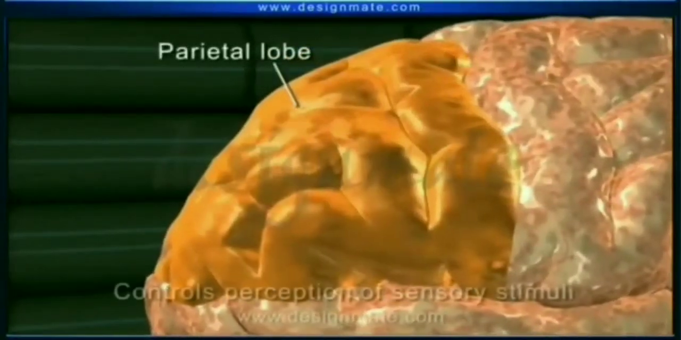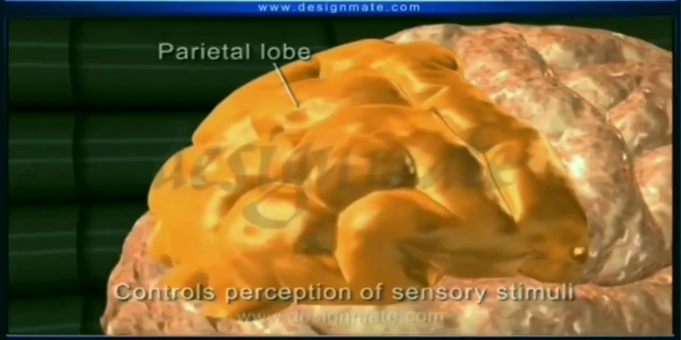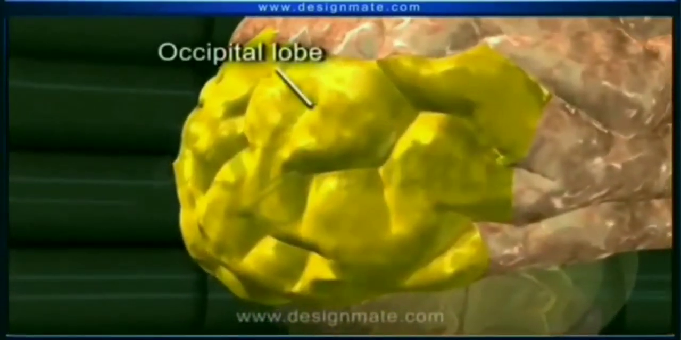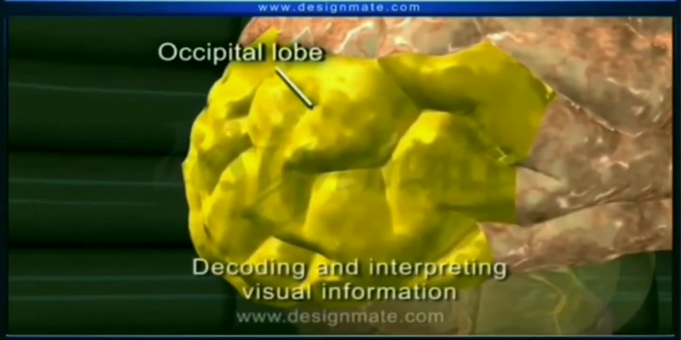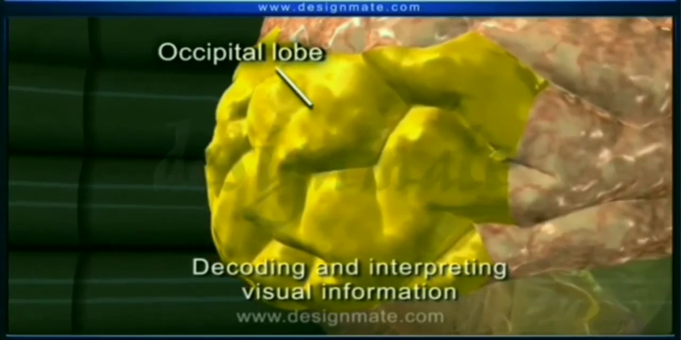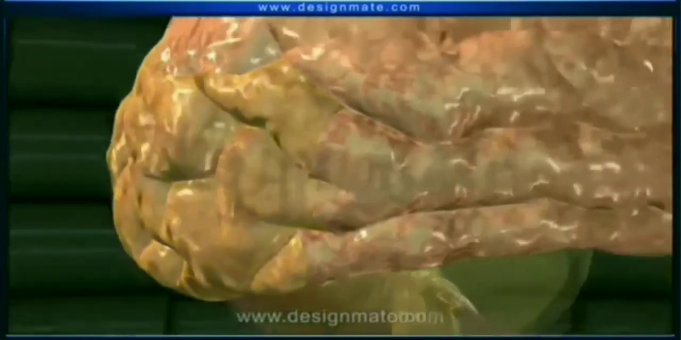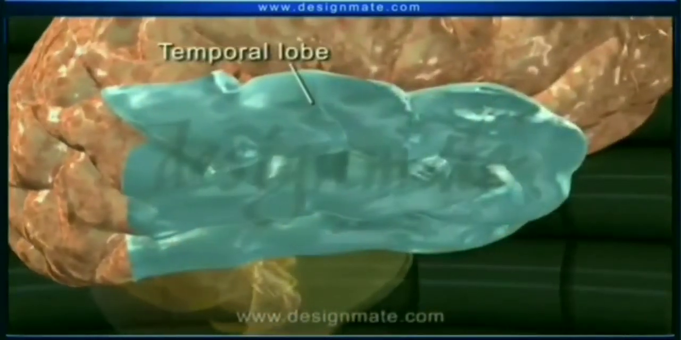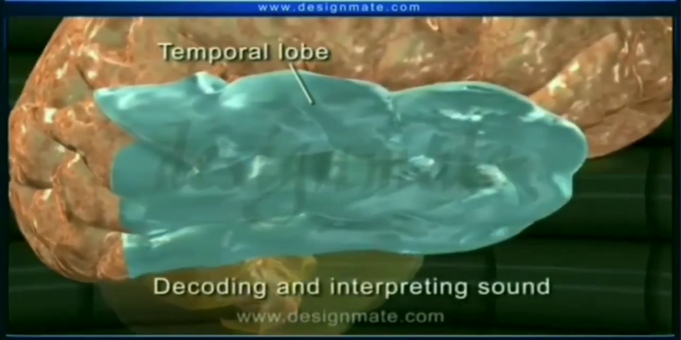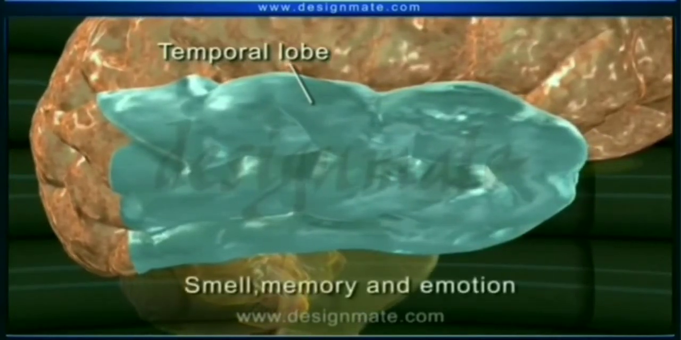Parietal lobe, they are mainly for somaesthetic sensation of pain, pressure, temperature, taste. Occipital lobes, they have the visual area mainly for sense of vision. And the last one is the temporal lobe. It contains centers for smell, hearing, speech and emotions.